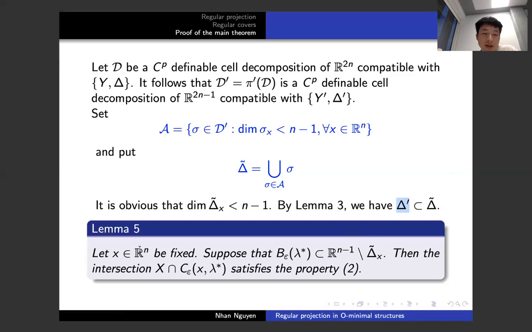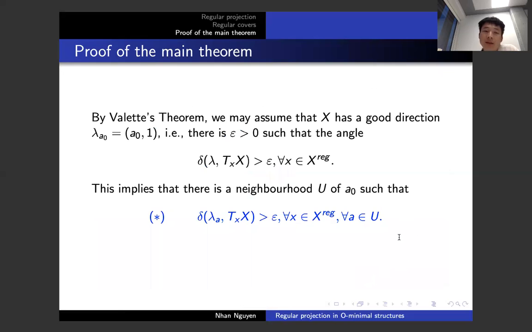So we have the result that if we fix x in R^n, and the pole center lambda star with radius epsilon is outside the bad set, then the intersection between X and the corresponding cone satisfies property 2. So then we are ready to prove the main theorem. The first step is we apply Nguyen's theorem. We may assume that X has a good direction.